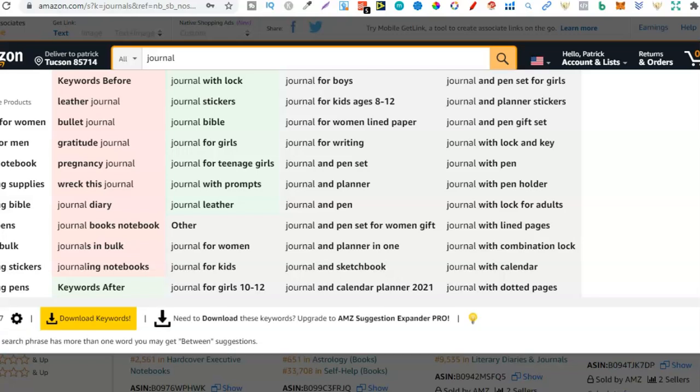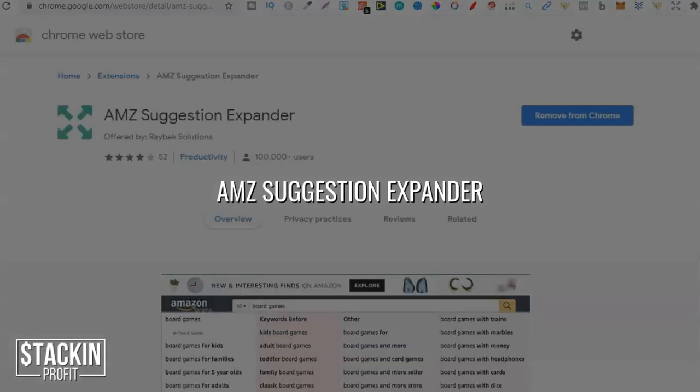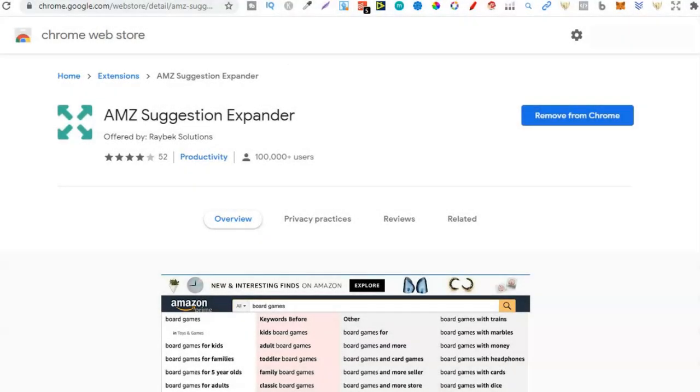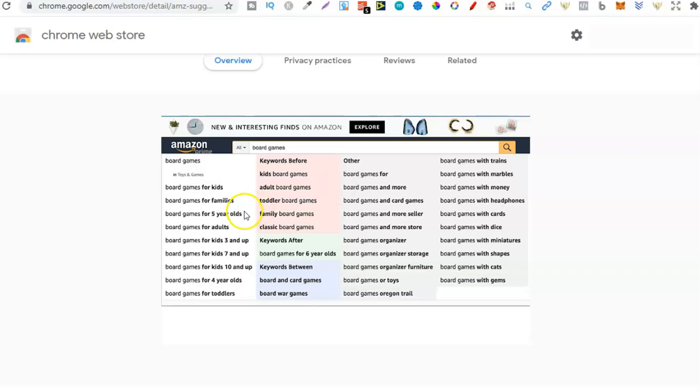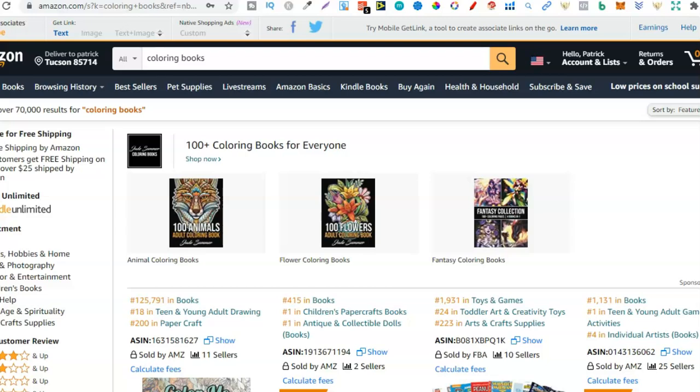One thing we are going to use in this video is AMS Suggestion Expander. This tool is completely free. If you Google AMS Suggestion Expander, it will bring you to here. This is a Chrome extension that pulls up all of the keywords on Amazon related to your keyword. So let's dive into this, because I want to show you how you can never ever run out of niches and ideas for low content books.